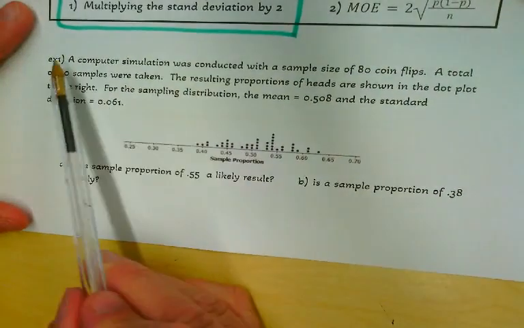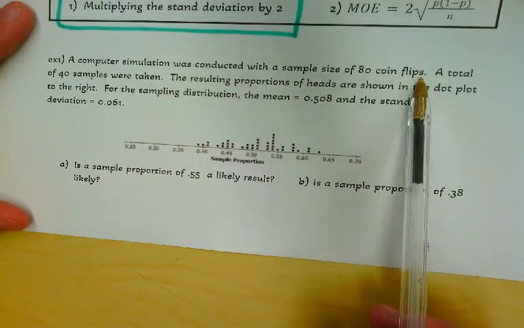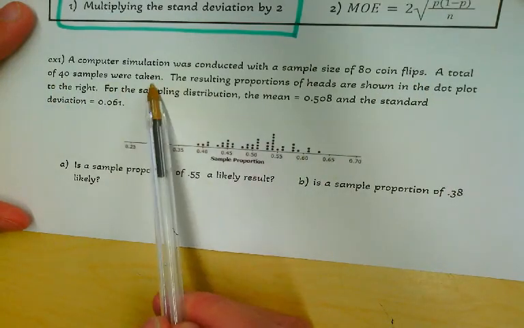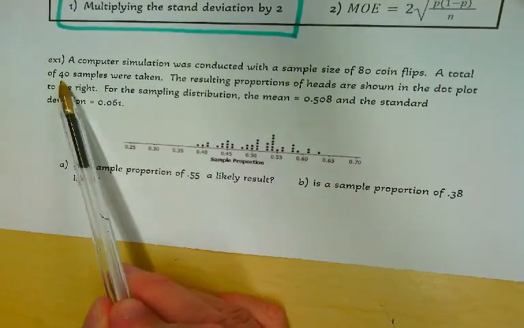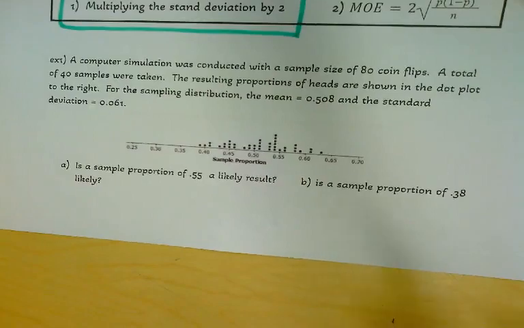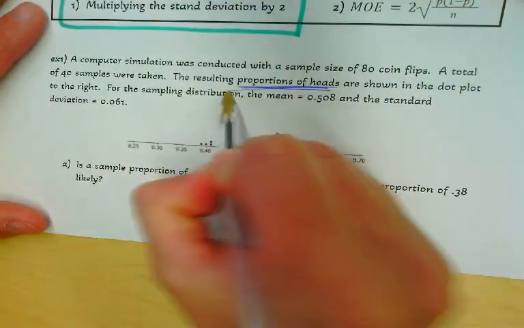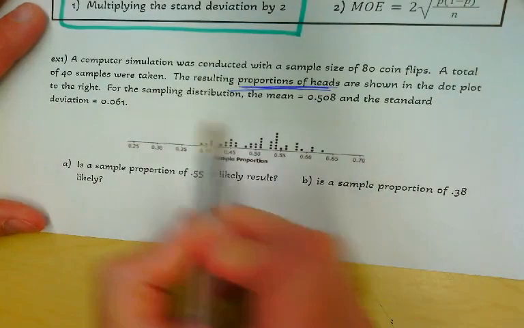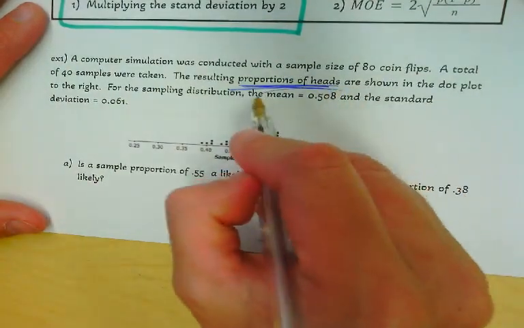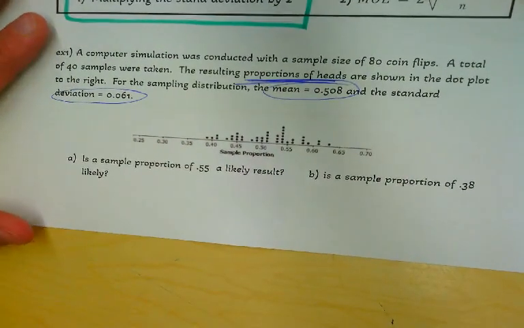Okay, so we've got example 1. A computer simulation was conducted with a sample size of 80 coin flips. A total of 40 samples were taken. So 40 times they flipped this coin 80 times. Does that make sense? They flipped the coin 80 times, and there were 40 different times they did that. The resulting proportions of heads are shown in the dot plot to the right. For the sampling distribution, the mean is 0.508, and the standard deviation is 0.061.